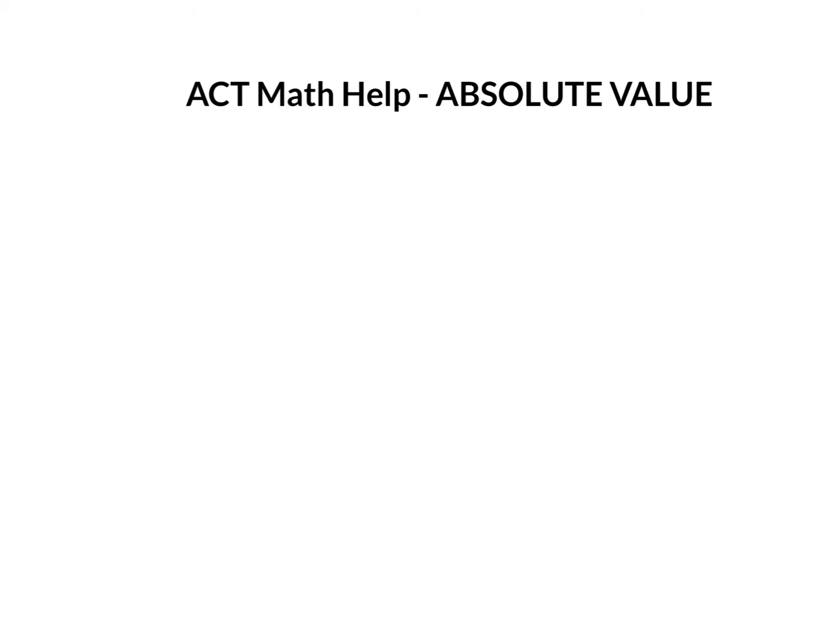Let's jump in and talk about all the things you might need to know about absolute value for the ACT. First of all, the absolute value symbol is just two vertical lines, so it almost looks like parentheses. If you say, what is the absolute value of 7? The answer is 7.